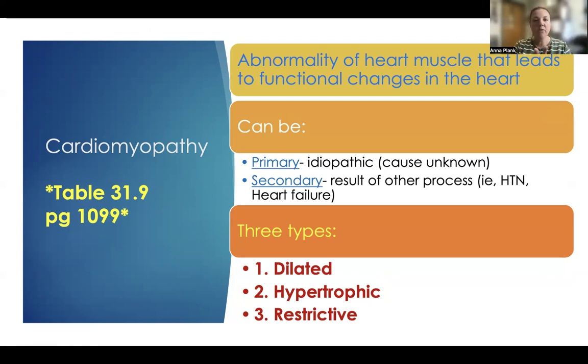But there's two different ways that it can occur. One is primary, which is what we call idiopathic. We don't know, it just happens. We find it, it's there. The other is secondary, and we know that is a development of another process that then causes the heart muscle to change. So one is organic and one is acquired. So three different types that we will typically talk about. We're going to talk about dilated, hypertrophic, and restrictive.